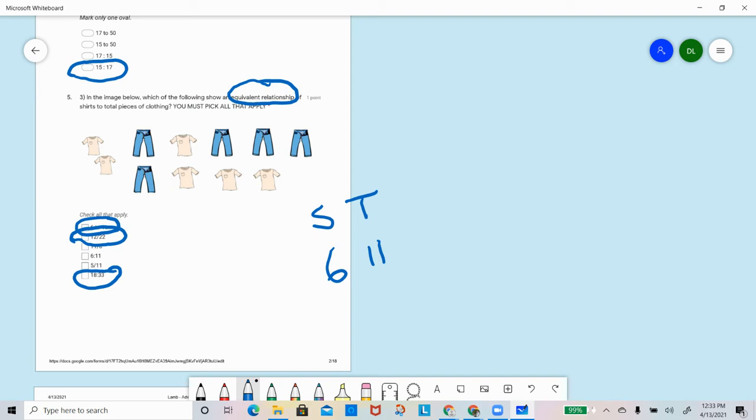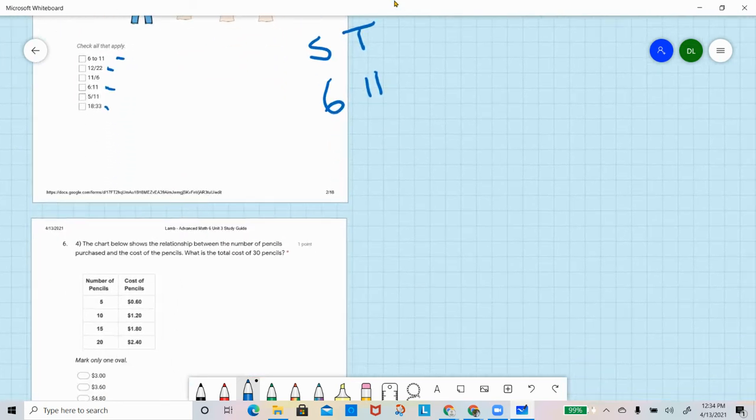Okay, since we're looking for equivalent, we don't care really about the way they're written. Although since we had 6 to 11 there, we will also pick the colon 6 to 11 because it's correct also. So the answers are going to be, and let me erase those so you can see them a little better, 6 to 11, 12 to 22, 6 to 11, and 18 to 33. So for this one, there are 4 correct answers. Let's move on to question number 4.